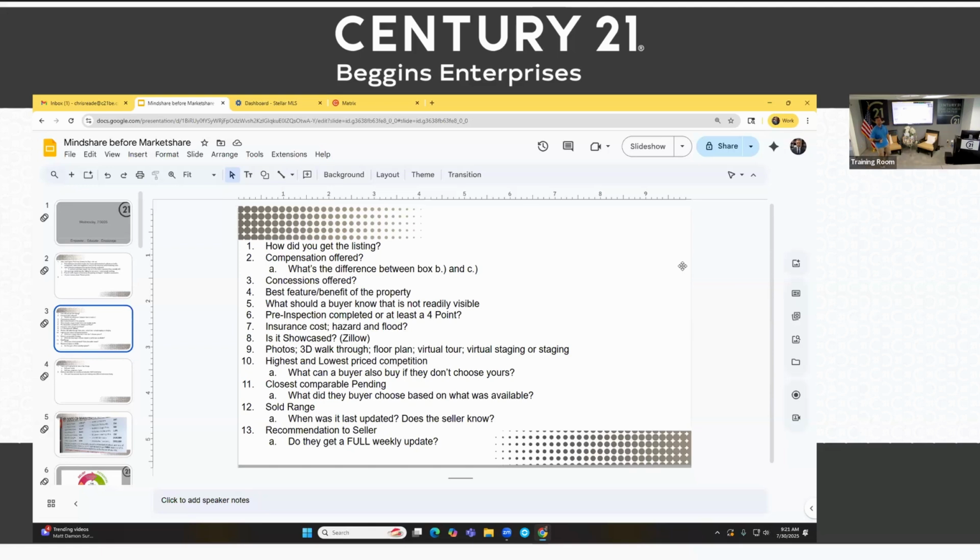Number 7, with that being completed, what's the cost of insurance? What's your hazard insurance and flood insurance? Do you have quotes? You should have your 4-point done. You should be sending those off for quotes. You should know this is what the current insurance is, or this is a current quote that we just got, because we've all heard our seller say this. Well, I've got insurance. Yeah, but it's an older home. You've got a lot of issues.